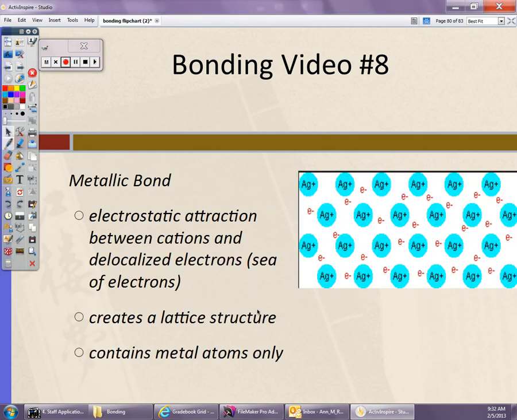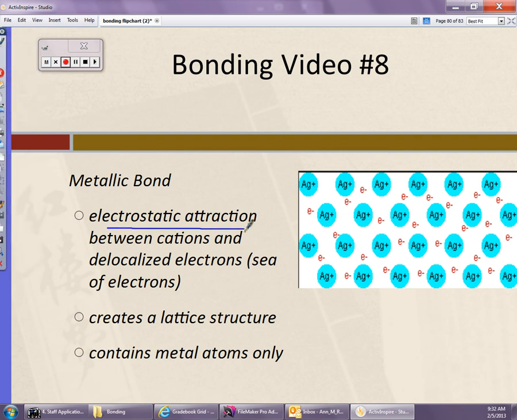Every definition we have had so far about a bond has started with the words electrostatic attraction. Metallic bonds are no different. They're going to be an electrostatic attraction between the cations and the delocalized electrons. Now, what does this mean?